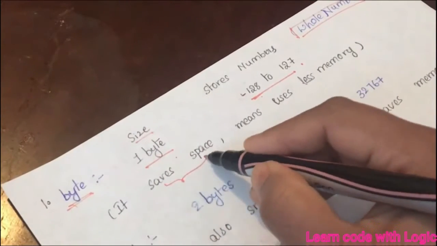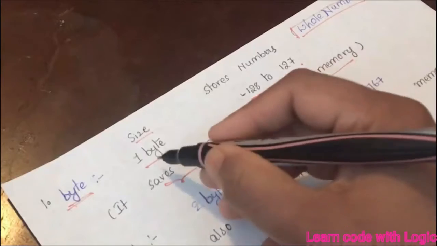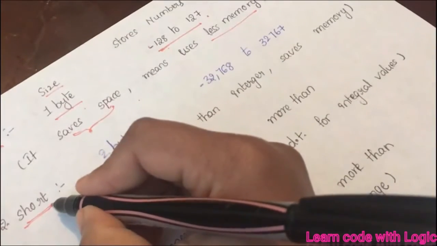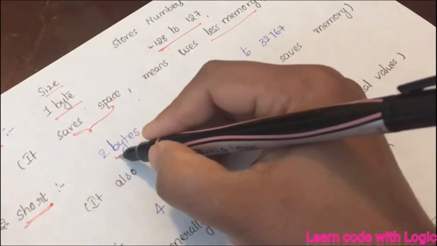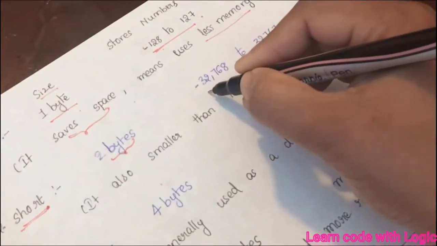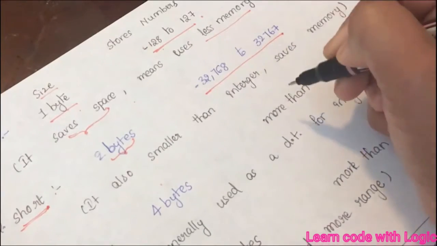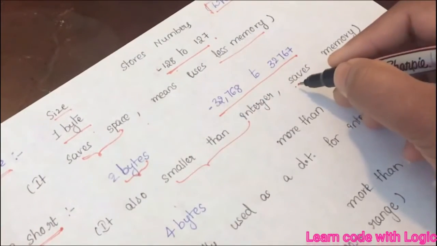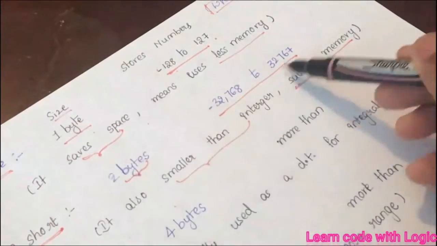Using bytes we can save space, meaning it uses less memory, right? It only uses 1 byte. Now let's go on to the second data type, short. It occupies 2 bytes and it stores whole numbers. The size of the short is smaller than the integer and it saves memory just like byte.